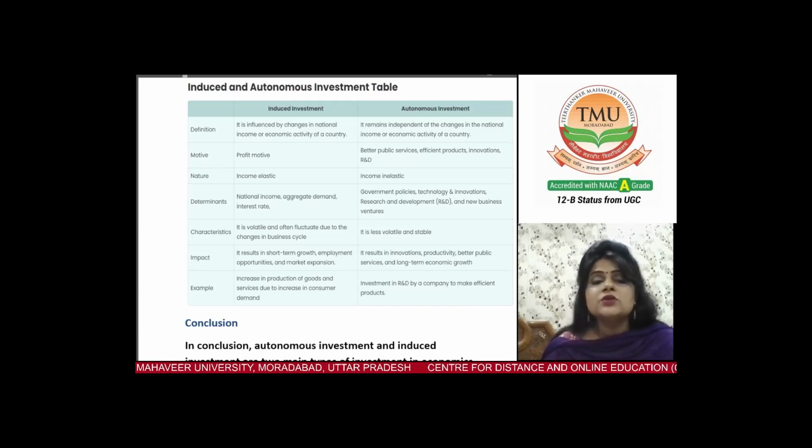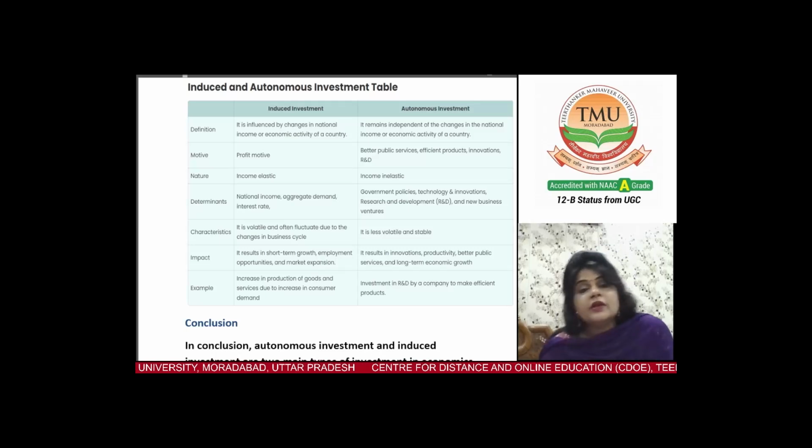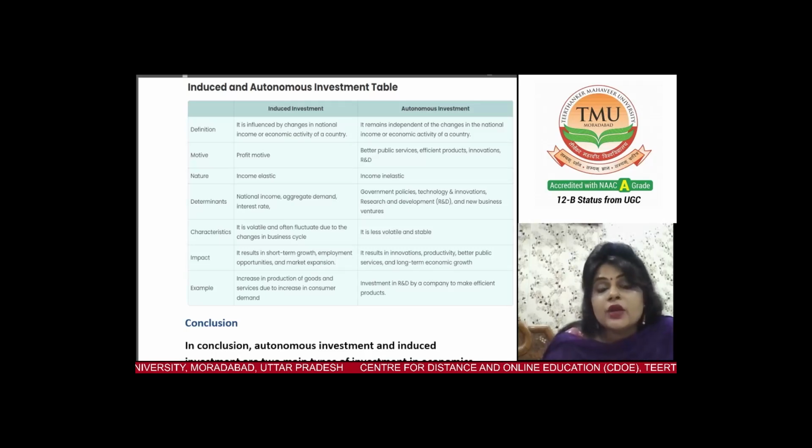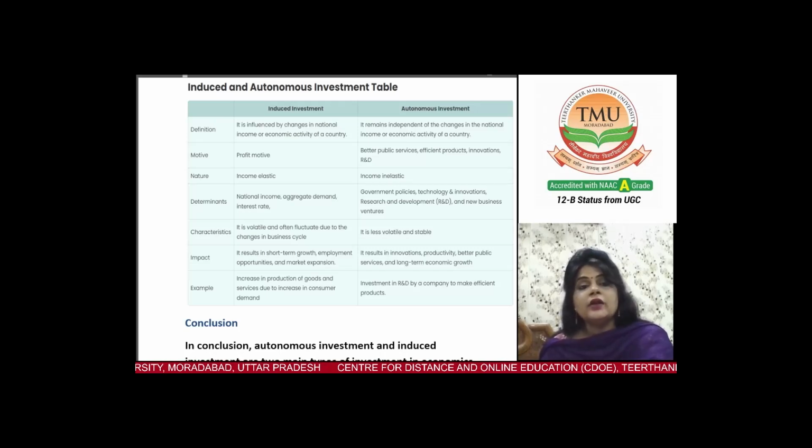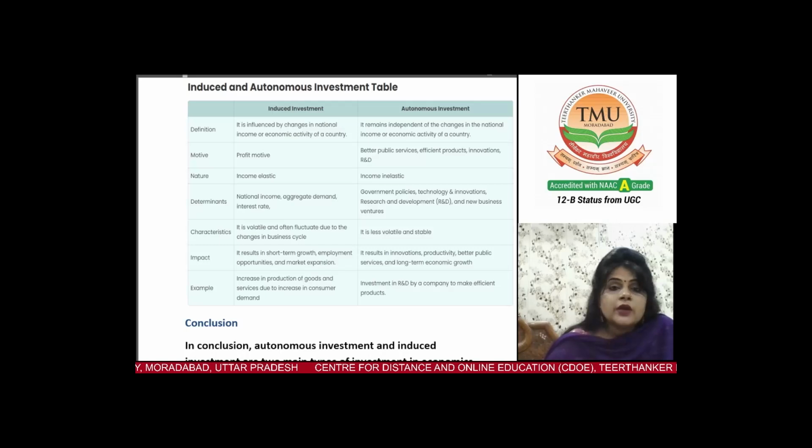In general, induced investment is done by the private sector, while autonomous investment is done by the government sector. Induced investment is positively related to the national income, and autonomous investment is unrelated to the national income. So, students, I think you well understood what is induced investment and what is autonomous investment.